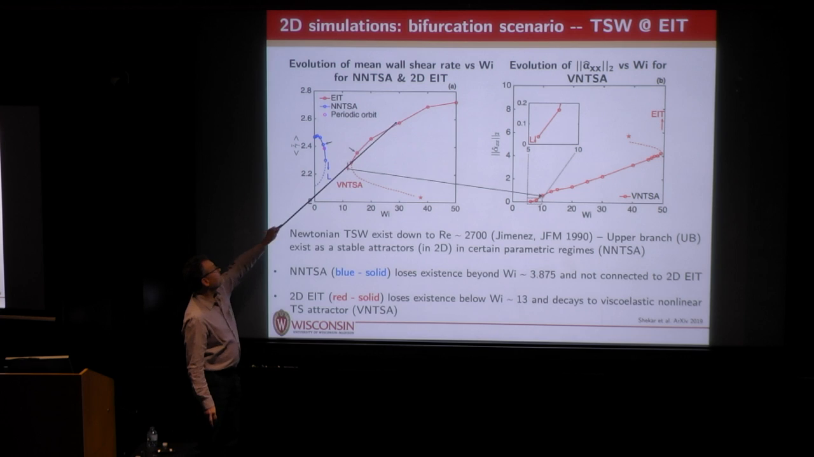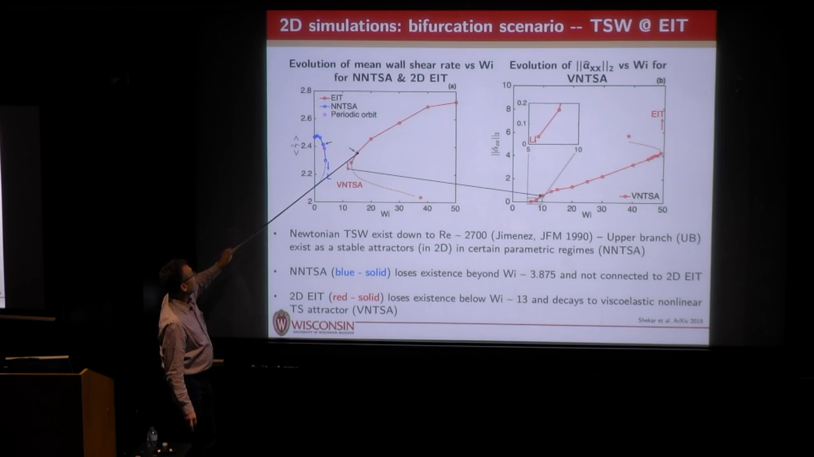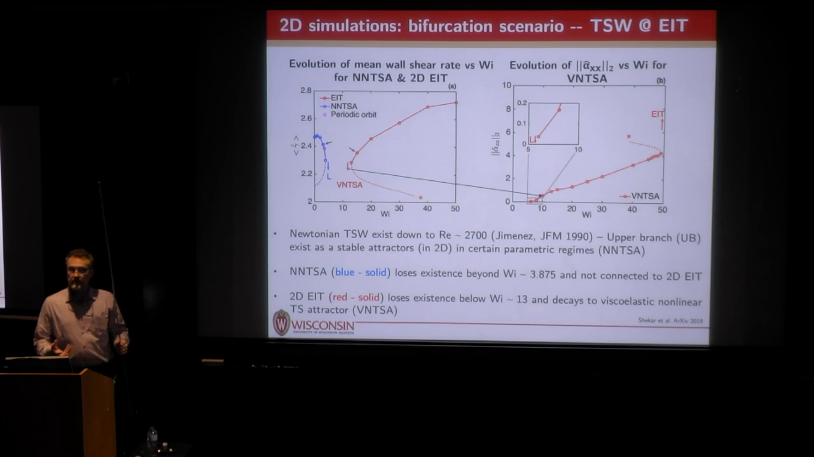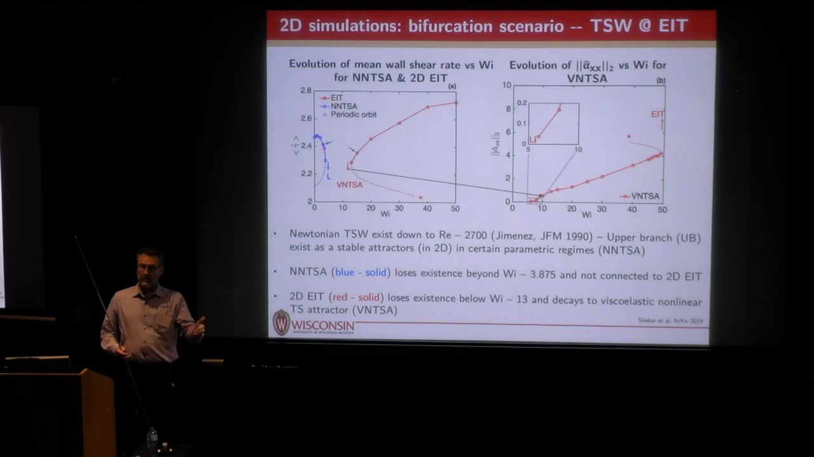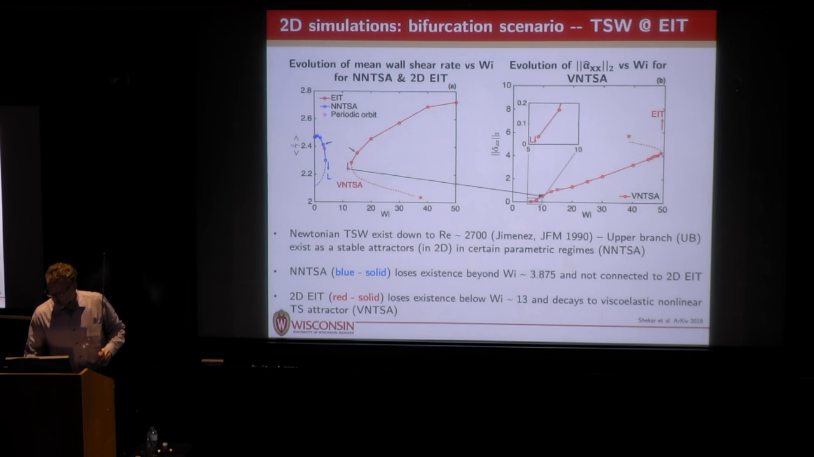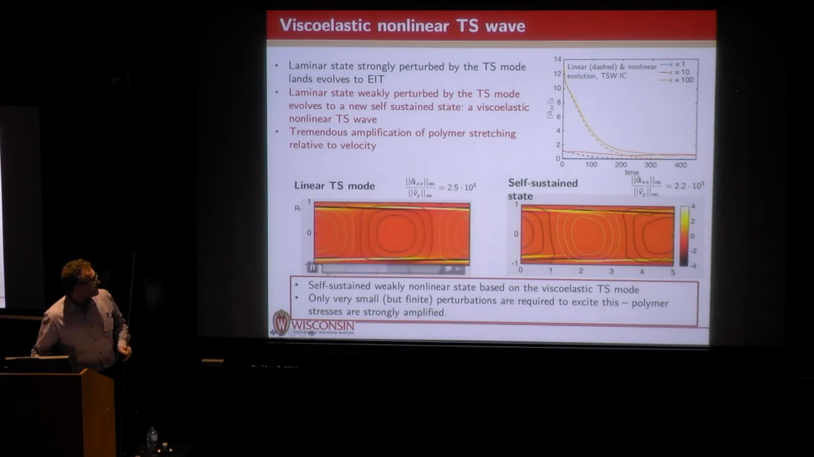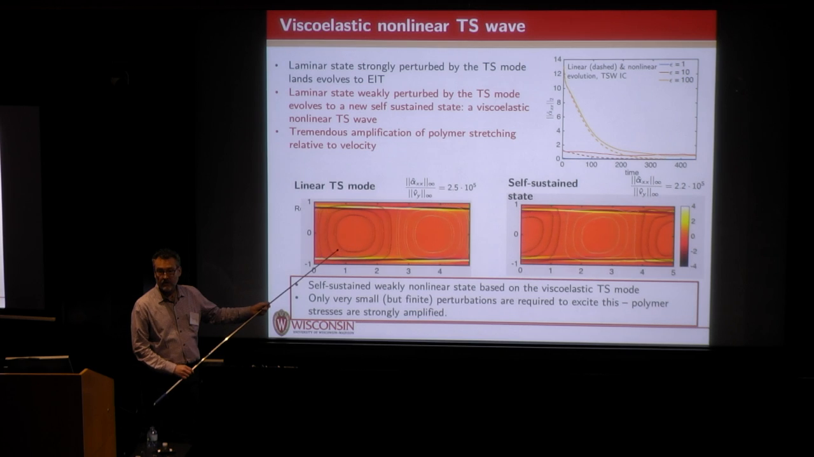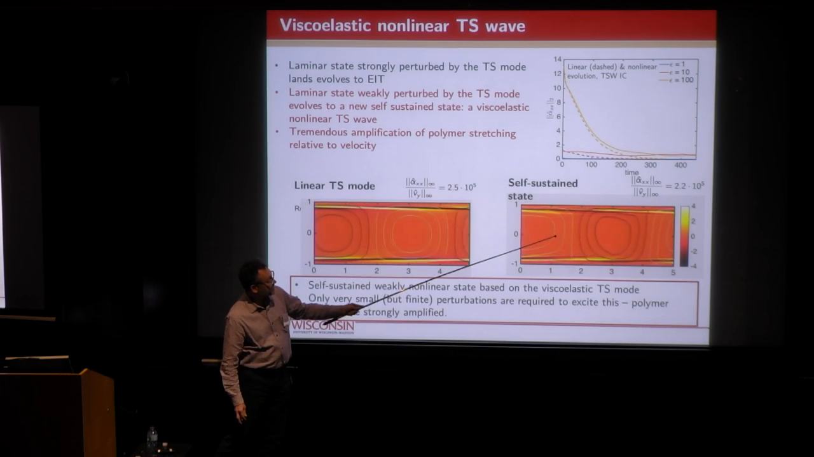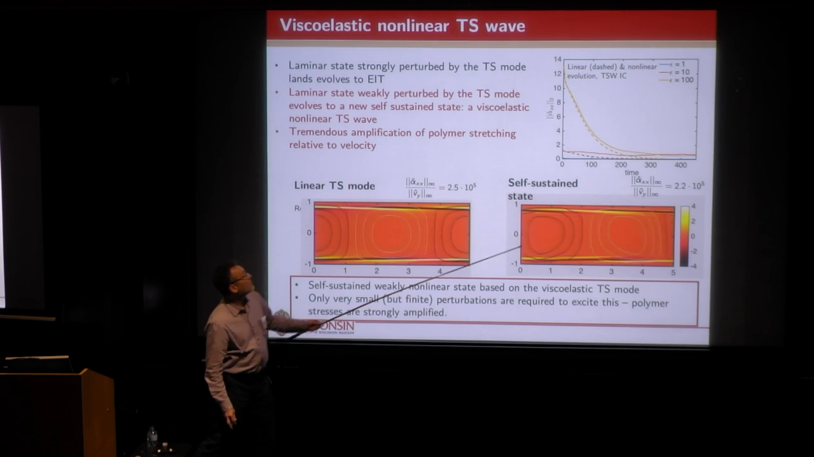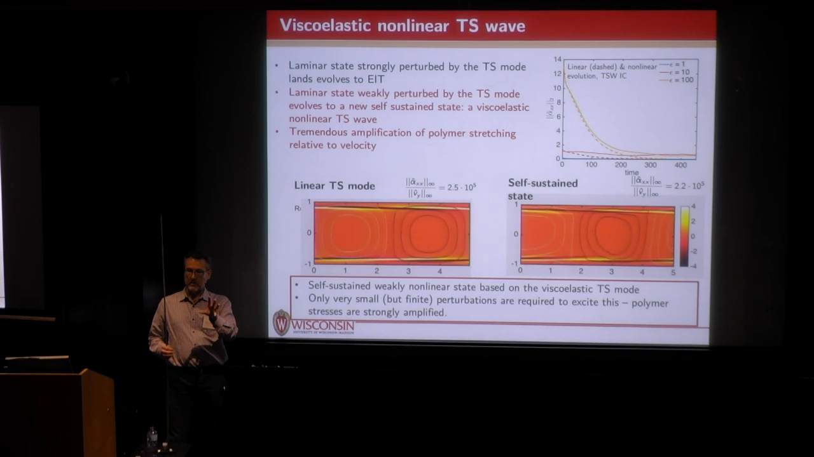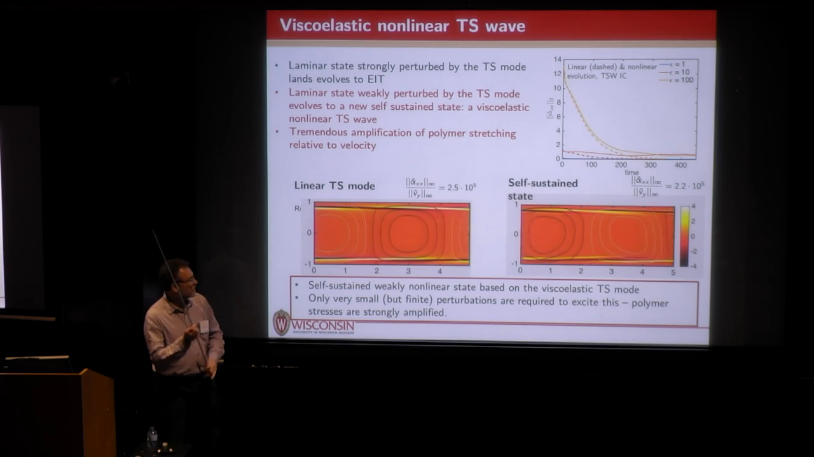Here's 2D EIT simulations, all right? That loses existence around Weissenberg number 13, but below this turning point here, you actually don't laminarize, all right? You go to a very weak nonlinear state, all right, which turns out to look like this. So that's the linear Tollmien-Schlichting mode. This is the self-sustained nonlinear state in the viscoelastic case. And you can get to this just by tweaking the laminar state with the linear Tollmien-Schlichting mode. So there's a nonlinear self-sustained nearly traveling wave state here.